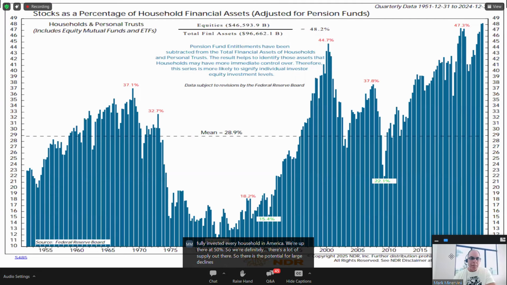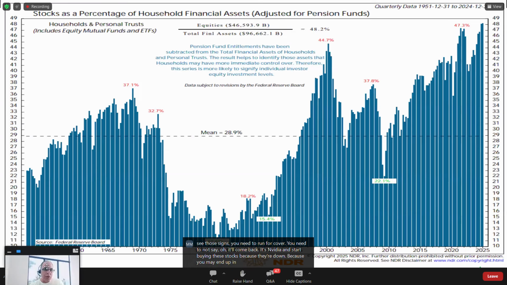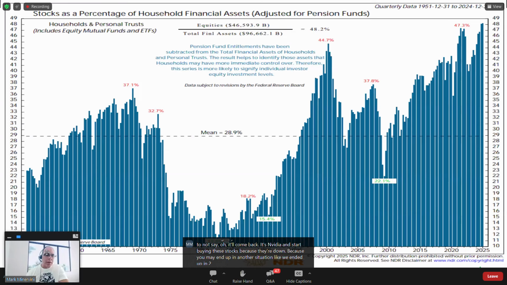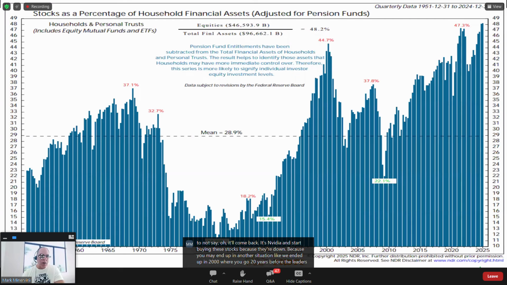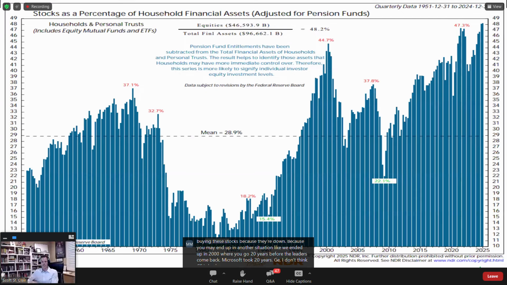And I'm not saying get bearish, don't buy stocks. If they set up, you buy them, because the party, they may not pull the punch bowl away for a long time. But when they do, and you see those signs, you need to run for cover. You need to not say, oh, it'll come back, it's Nvidia, and start buying these stocks because they're down, because you may end up in another situation like we ended up in 2000, where you go 20 years before the leaders come back. Microsoft took 20 years. GE, I don't even think GE is back to the old highs yet. You're right.